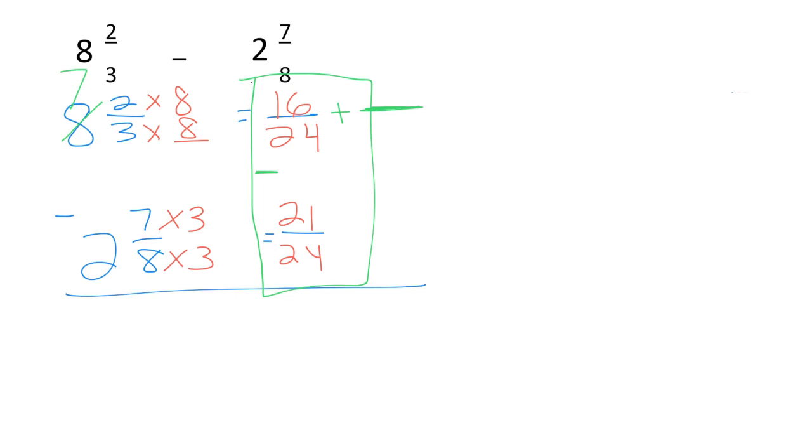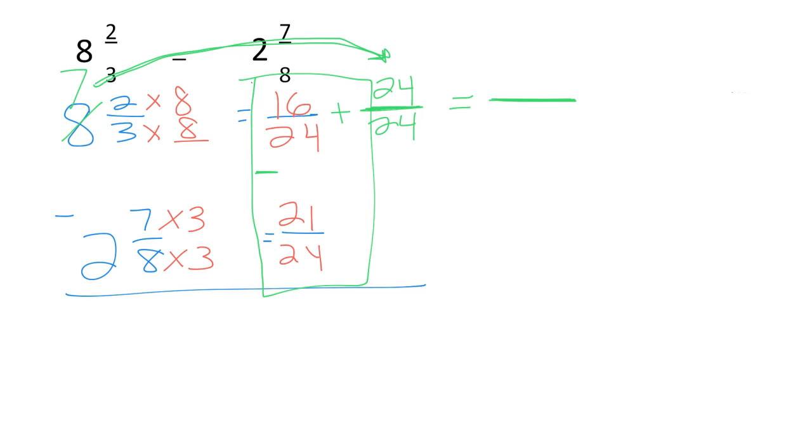We're going to turn that one whole that we borrowed over here into 24 24ths, which is the same thing as one whole. So it's just taking one whole from this whole number and regrouping it over here. And once we add those two together, we're going to get an improper fraction. Normally, I've been saying you can't leave your answer as an improper fraction, but actually we need more than one whole, because down here we can't subtract 21 from 16.